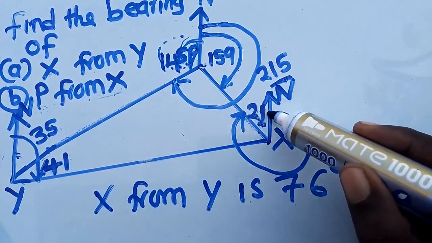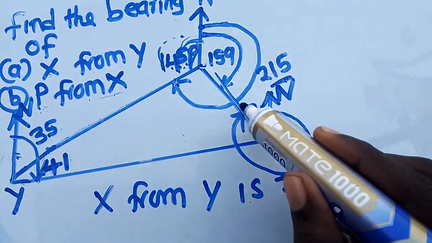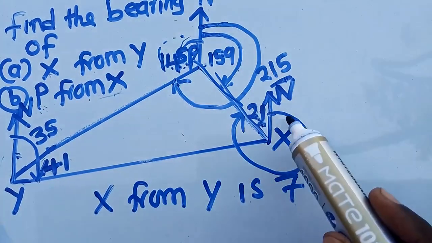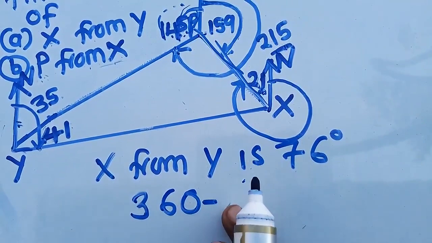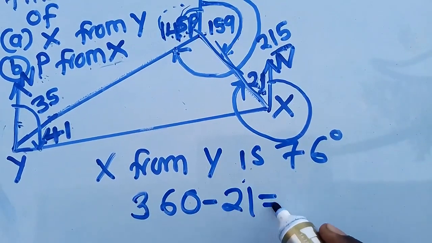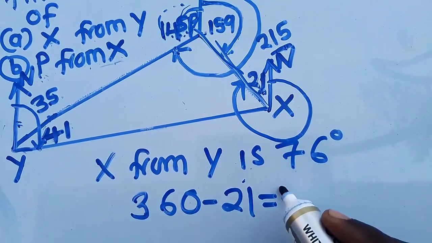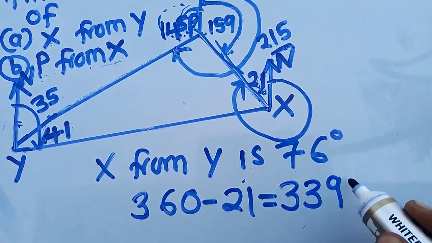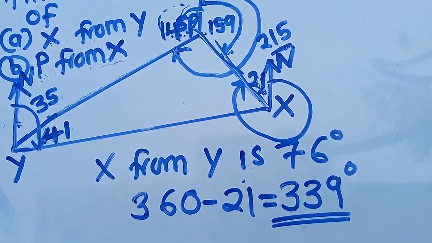Then you move from here, you move round like this, round until you meet this one, the P. Here, there is a P. So until you just say 360 minus what? Minus 21. What will be your answer? So 360 minus 21. Calculate that. Your answer will be 339. 339 degrees. Confirm if the calculation I've done is correct. So 360 minus 21 is 339.